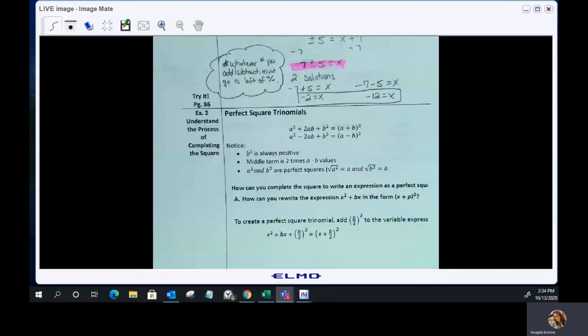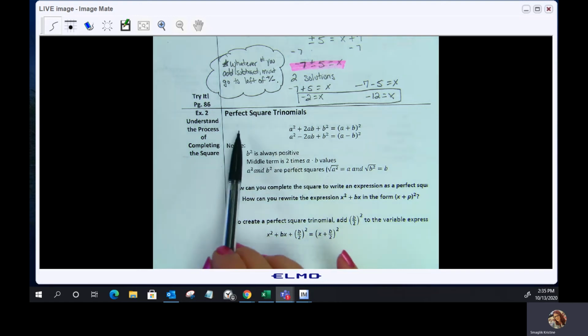Let's go ahead and start talking about the process of completing the square. Sometimes you're going to run across some quadratics that just don't factor easily. They're not going to factor in the way that we have learned. So if we can manipulate those quadratics into the form of a perfect square trinomial, we can go ahead and get at those solutions.